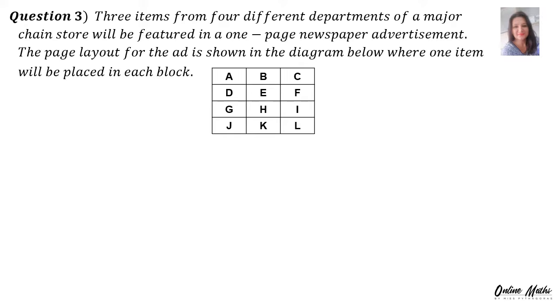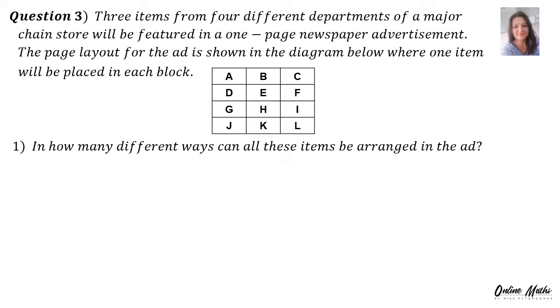Question 3. 3 items from 4 different departments of a major chain store will be featured in a one-page newspaper advertisement. The page layout for the ad is shown in the diagram below, where one item will be placed in each block. Question 1. In how many different ways can all these items be arranged in the ad?